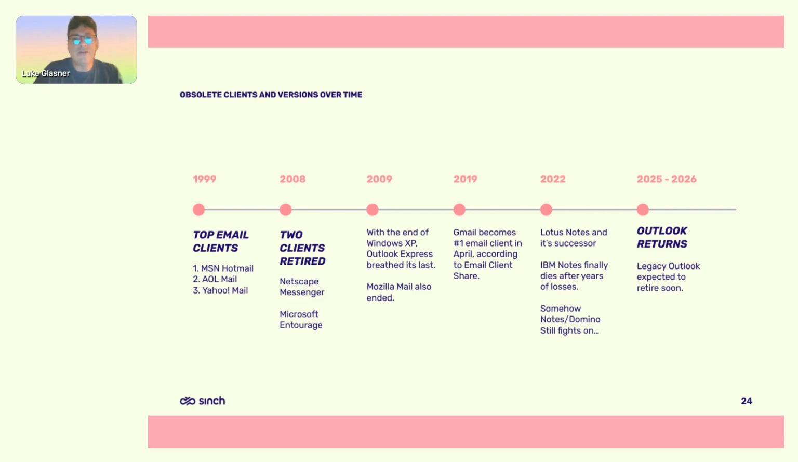In 2009, with the end of Windows XP, Outlook Express finally breathed its last, and Mozilla Mail also ended their email client, which eventually came back out as Thunderbird shortly after that. It wasn't until 2019, actually, that Gmail became the #1 client in April, according to email market client share.